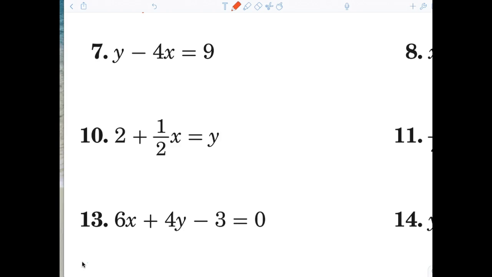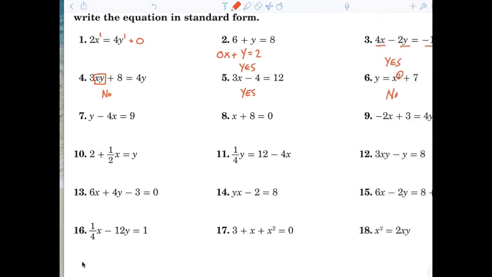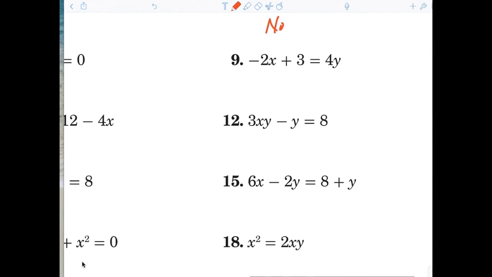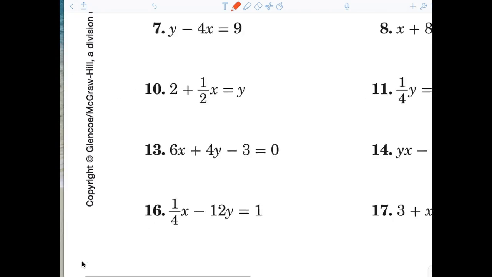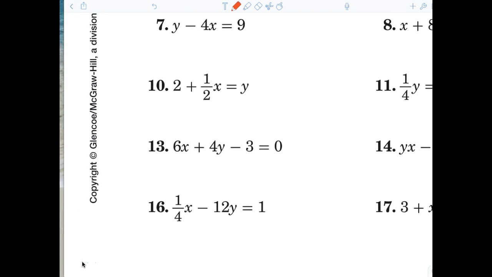Okay, so now I'm feeling pretty good about this. So now I'm not going to waste much time. We're just going to go through here and you're just going to say yes, no, yes, no, whatever you think. All right, here we go. Number 8. Number 9. Number 10. Yes, fractions are allowed. So does everybody agree 10 is yes?